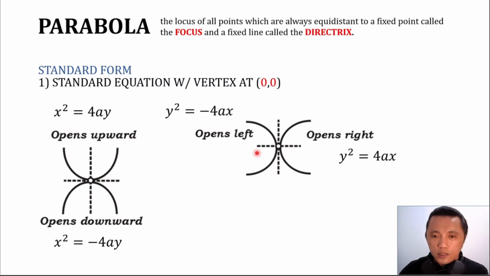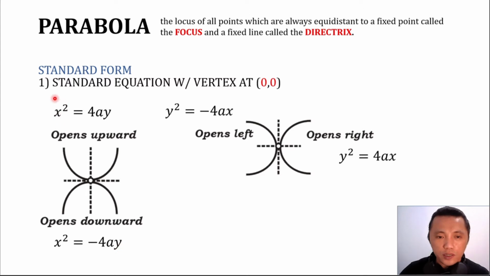So again, it's just the same rule. If it opens left, the left of the Cartesian plane is negative x, right? So negative x. The right of the Cartesian plane is positive x, so you have positive x. So the upward or the upper portion of the Cartesian plane is positive y, so you have your positive y. The downward or the lower portion is negative y, so you have negative y.